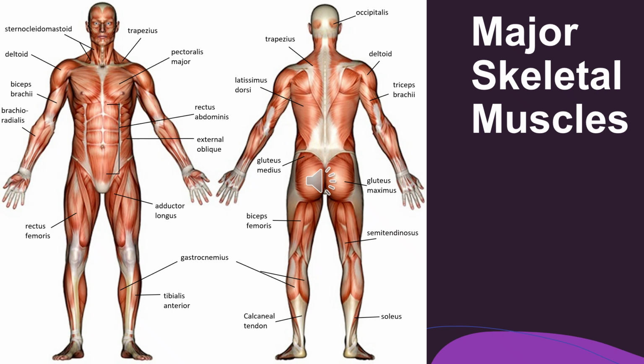So from the front or the anterior view, we have labeled the sternocleidomastoid, and that turns and flexes the head. We have the deltoid, again, that lifts the shoulder and arm. The pectoralis major, that pulls the arm across the chest. These are like the workout muscles that people use to build up and look good.